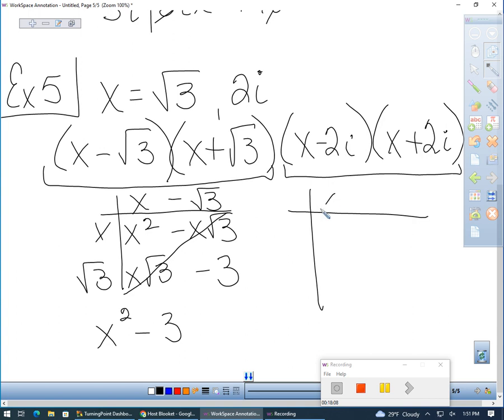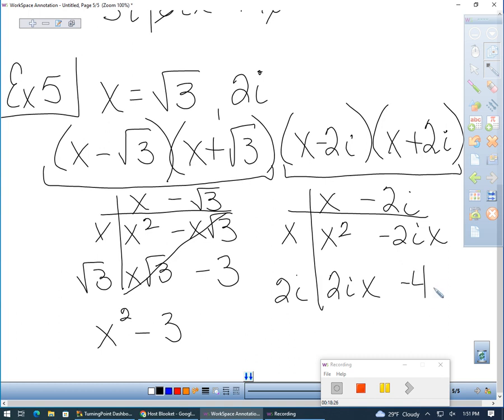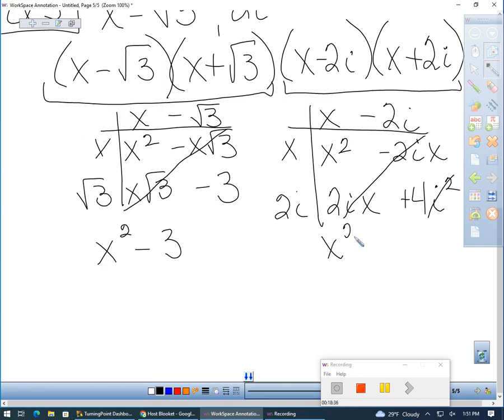All right, let's do the next two. Here I'm going to multiply x minus 2i and x plus 2i. X times x is x squared. X times negative 2i is negative 2ix. X times 2i is 2ix. Negative 2i times positive 2i is negative 4i squared. What's special about that one? And what do you notice about this diagonal? Cancels. So we get x squared plus 4. Now what am I going to do with those two binomials? Yes, we're going to put them in the box and multiply those together.